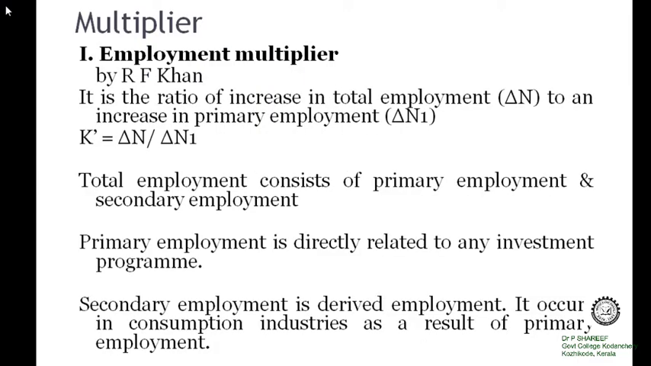Firstly, we can discuss employment multiplier. The concept of employment multiplier was developed by R.F. Kahn. It shows the ratio of increase in the total employment to an increase in the primary employment. Mathematically, employment multiplier can be represented as K = ΔN/ΔN1. Here, ΔN represents change in total employment and ΔN1 represents change in primary employment.